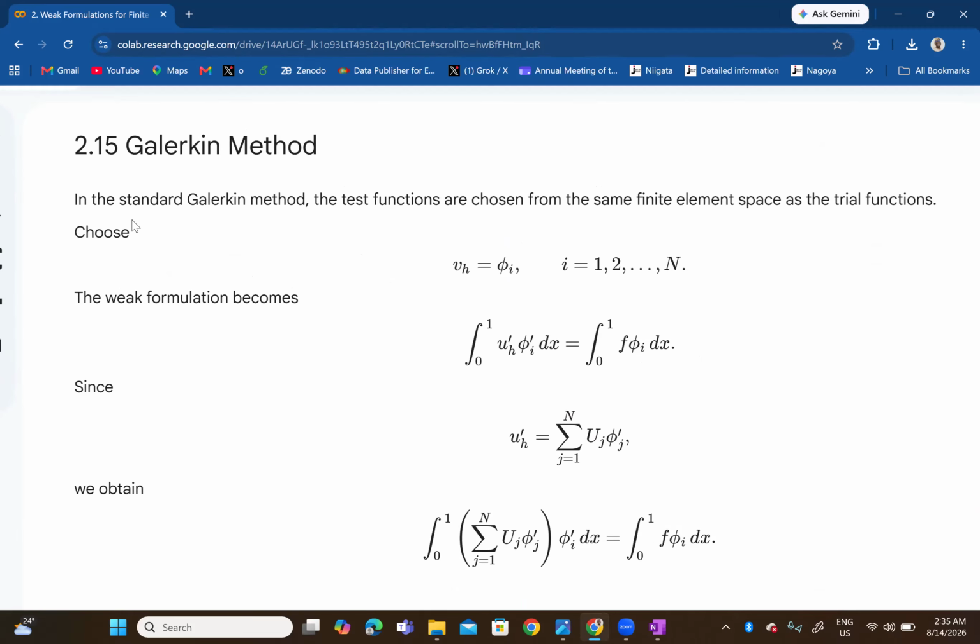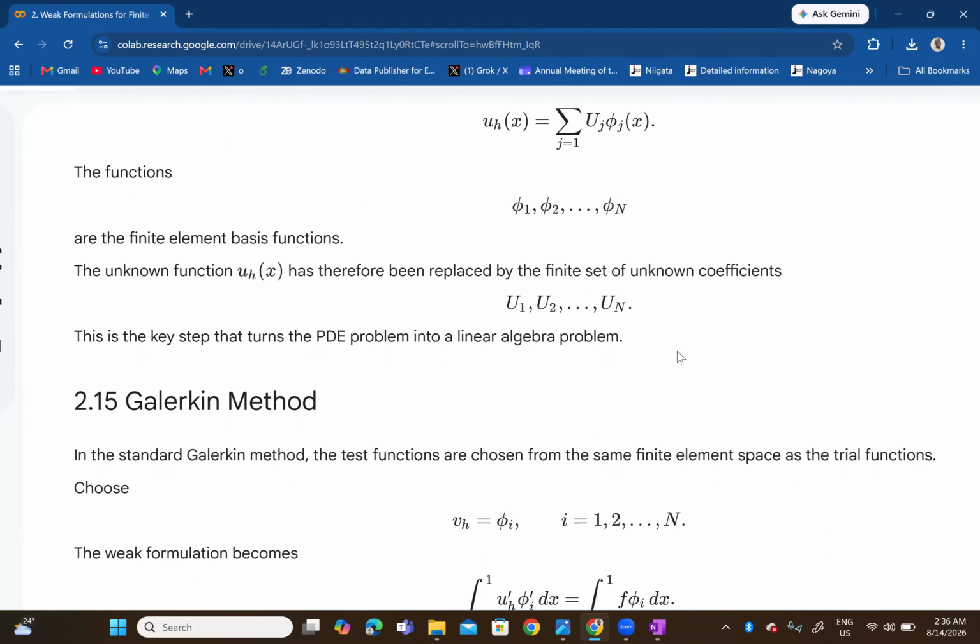Then let's talk about the Galerkin method. In the standard Galerkin method, the test functions are chosen from the same finite element space as the trial functions. And the trial functions are like the backbone of the whole idea of weak formulation. So if you choose v_h to be phi_i, where i can be from 1 to n, so v_h can be phi 1 up to phi n, then the weak formulation becomes the integral from 0 to 1 of u_h prime phi_i prime dx, which is equal to the integral from 0 to 1 of f phi_i dx.